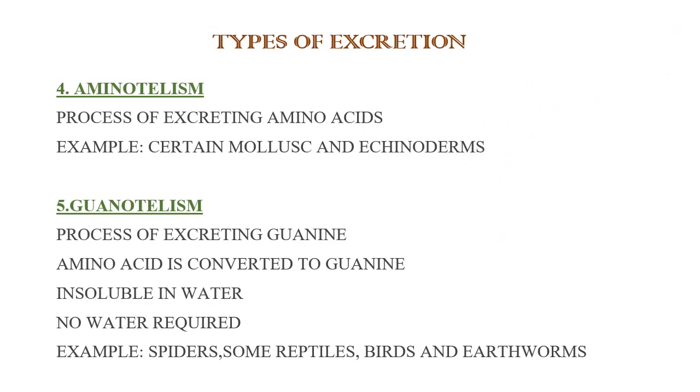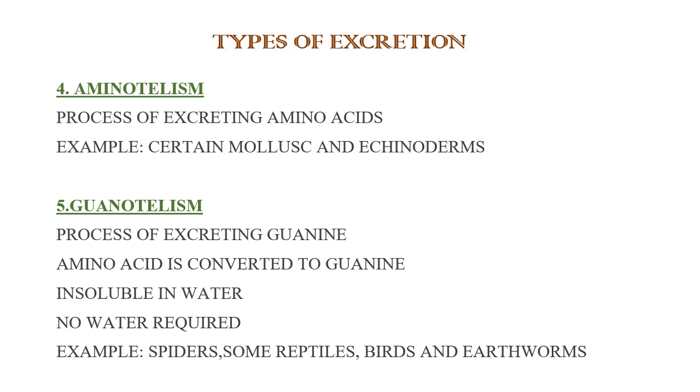Then the other two types are aminotelism and guanotelism. The process of excreting amino acid is called aminotelism. Here are a few examples: certain mollusks and echinoderms. Not all mollusks and echinoderms, I mentioned it as certain. Certain means some mollusks and echinoderms only will release the amino acid. It is very rare. And the fifth one is guanotelism, the process of excreting guanine.